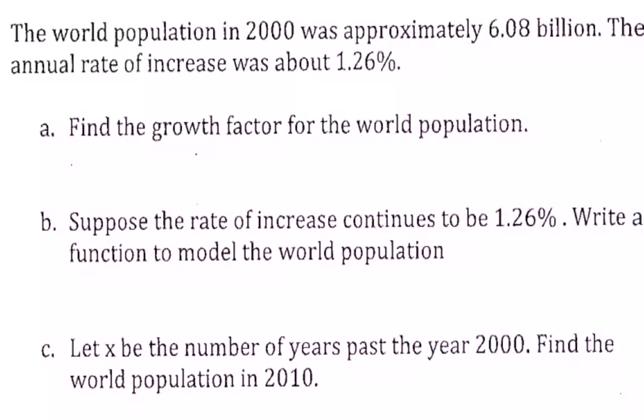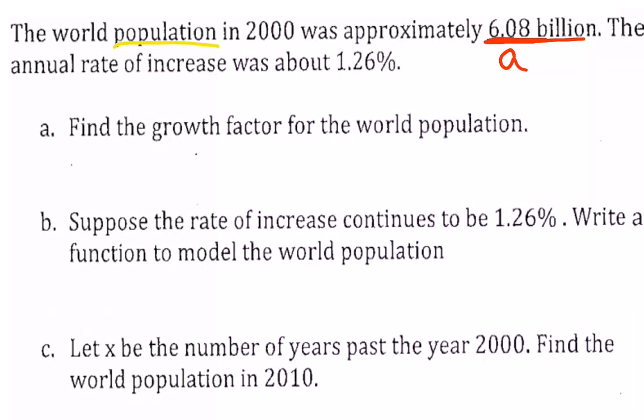So let's read the first one. The world population in 2000 was approximately 6.08 billion. The annual rate of increase was about 1.26%. Just reading that. What is my population, which is my variable? What is the number I'm starting at? I'm starting at 6.08 billion. So that's going to be my A value.